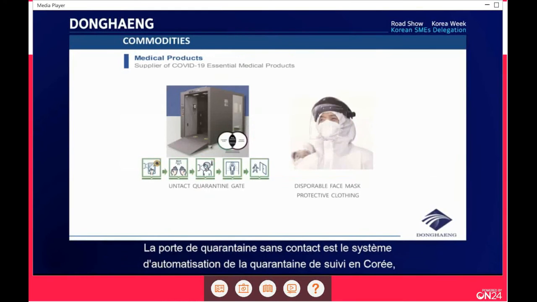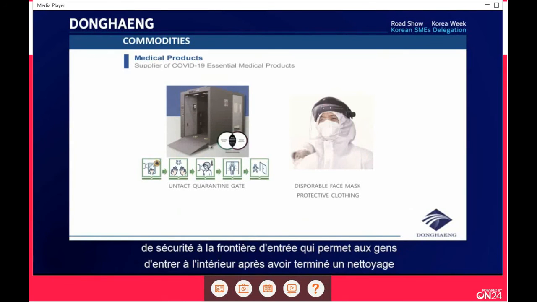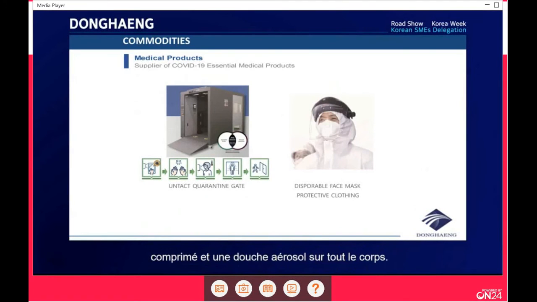The contact-free quarantining gate is Korea's tracking quarantine automation system, and it opens the door only after a person signs into the electronic visitor registry, disinfects hands, checks for fevers and symptoms, and compliance with wearing masks and quarantine rules without having to come into unnecessary contact with quarantine officers. It also comes with an entry border security quarantine process that allows people to enter inside after completing a compressed cleaning and full body aerosol shower.